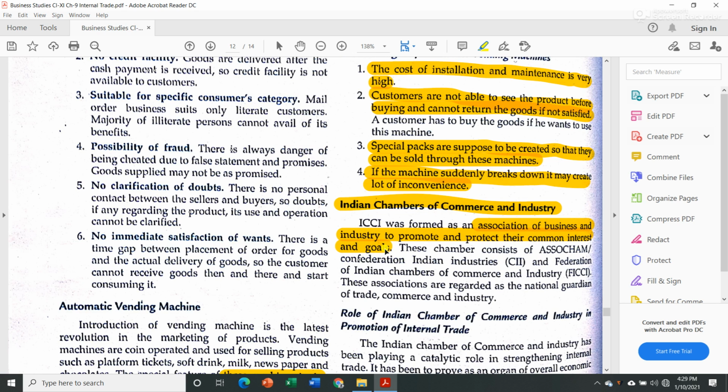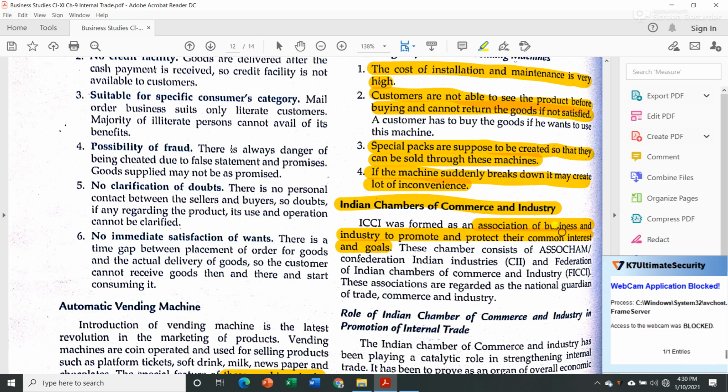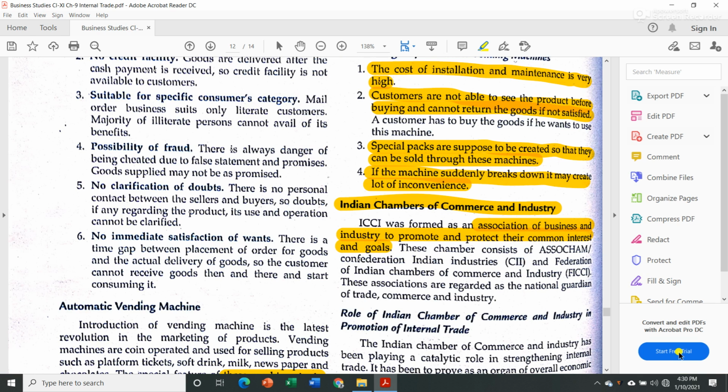Means ICCI was formed. Now they are known as an Association of Business. Means lots of businesses will come together and make an association in order to promote and protect their business as well as to achieve their goals. Now this chamber consists of ASSOCHAM, Confederation of Indian Industries CII, and Federation of Indian Chambers of Commerce and Industry FICCI. Okay, these associations are regarded as the national guardian of trade, commerce and industry.